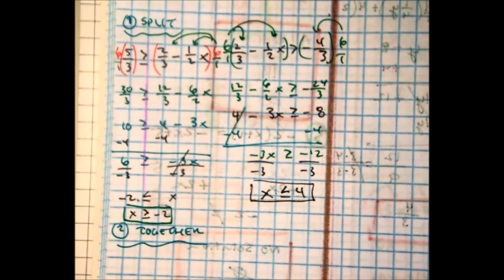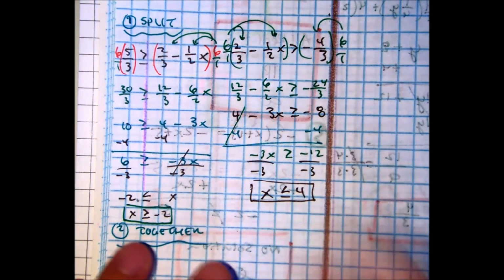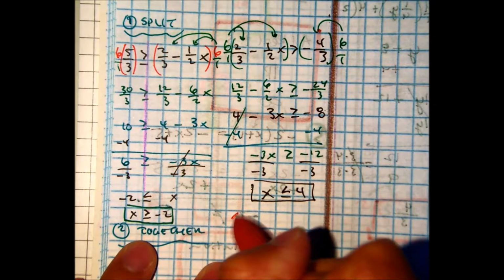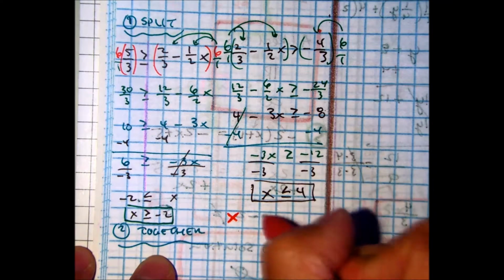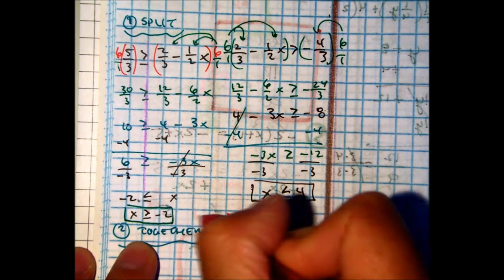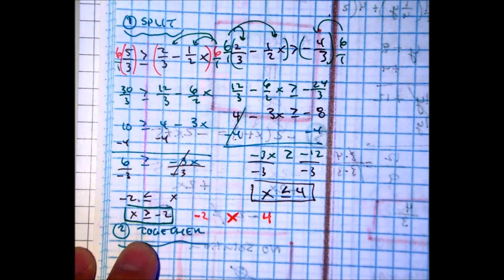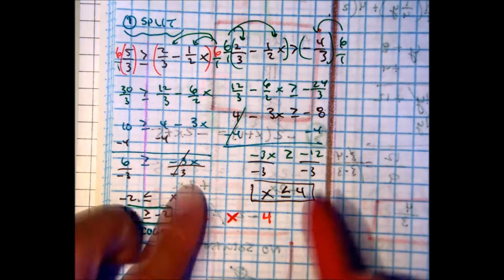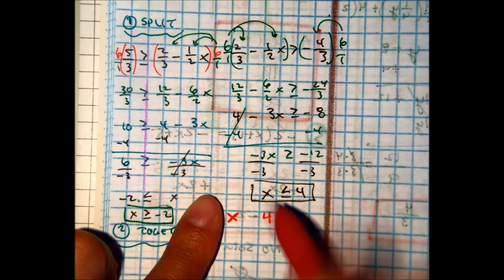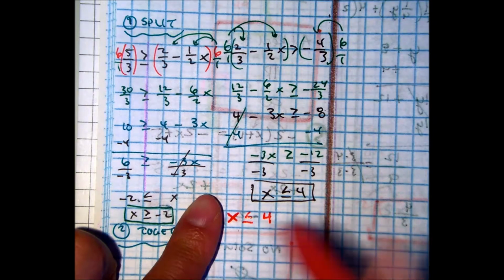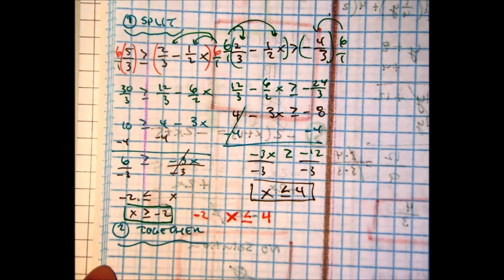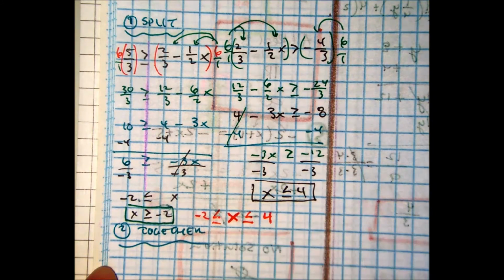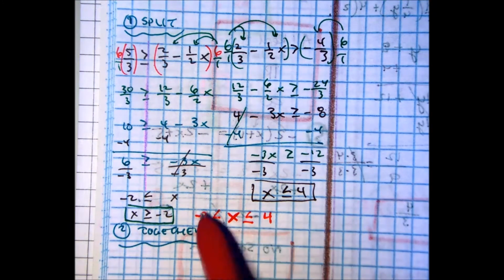Now if I put my answer back together, notice how they both have an x. Larger number on the right, smaller number on the left. Here the inequality says x is less than or equal to 4. But look at this one. This one's pointing towards the negative 2. Pointing towards the negative 2. Do you see that? This is my answer.